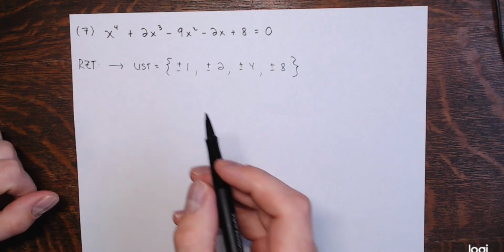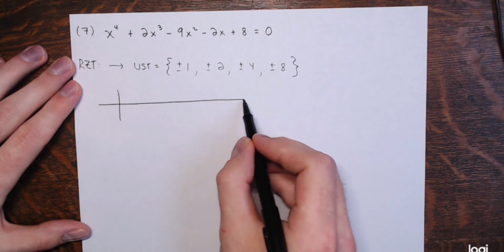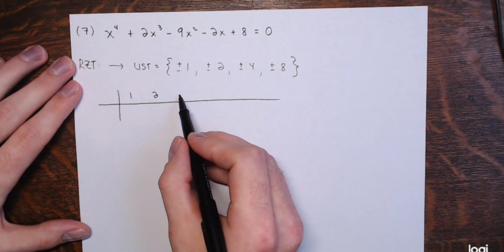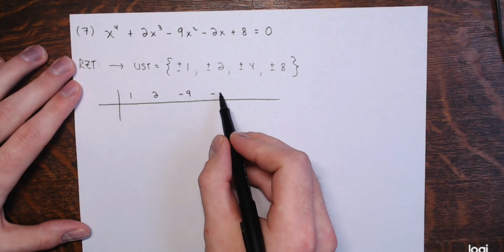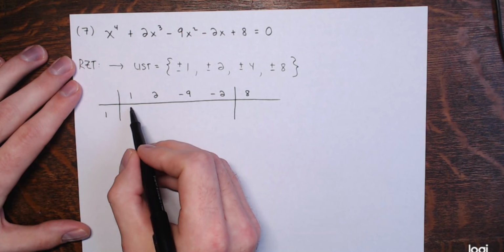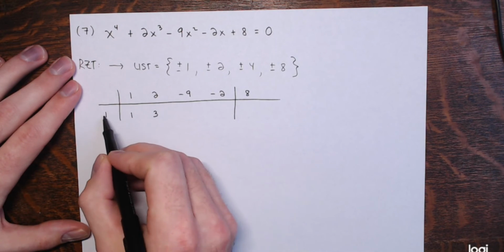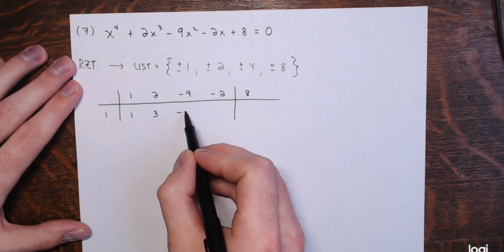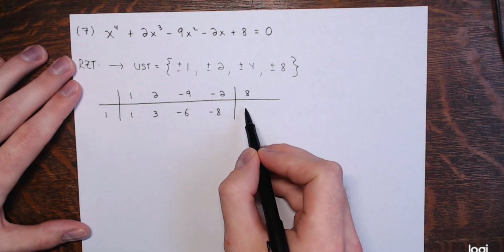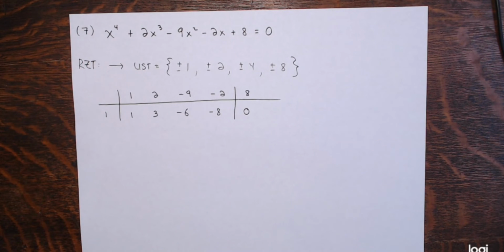And I can see that 1 works. Well, let's check them. The nice thing is that x equals 1 works here. Watch: 1x to the 4th, 2x cubed, negative 9x squared, negative 2x, and positive 8. When I plug in 1, you drop the 1. 1 plus 2 is 3. 3 plus negative 9 is negative 6. Negative 6 plus negative 2 is negative 8. And then negative 8 plus 8 is 0. So, lucky us, it worked out right away.